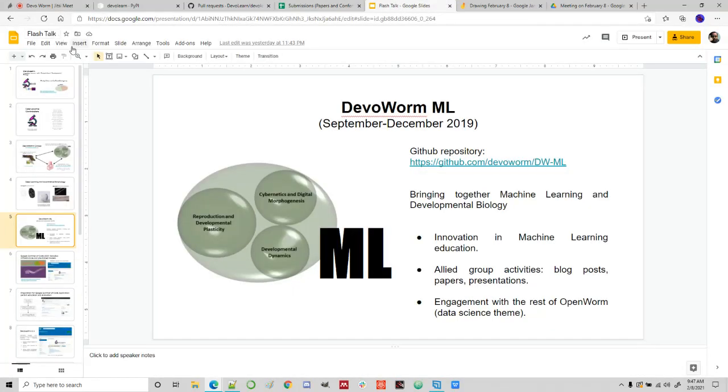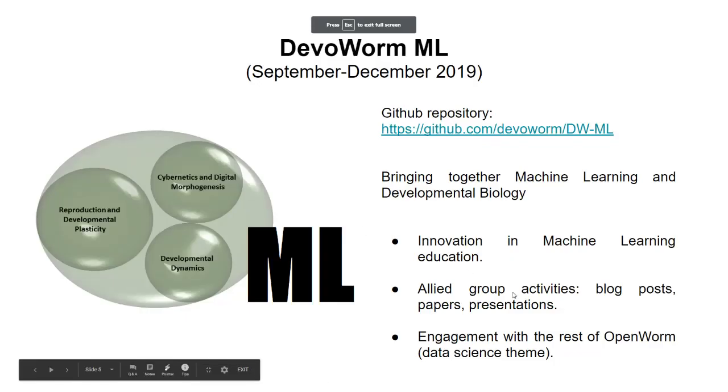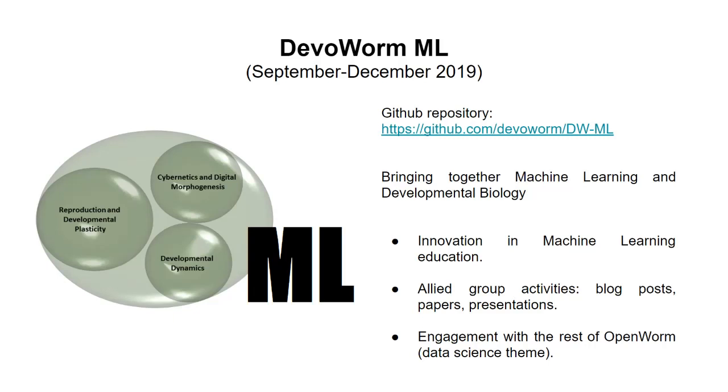So we started with DevoWorm ML, and this was something that happened in 2019 in the fall. It was a course on machine learning that had a specific bent towards developmental biology. So we brought together machine learning and developmental biology. This was totally online, amongst our group, but we invited people in to give talks and other blog posts. We actually produced a group blog post on pre-trained models, which then turned into the DevoLearn platform.